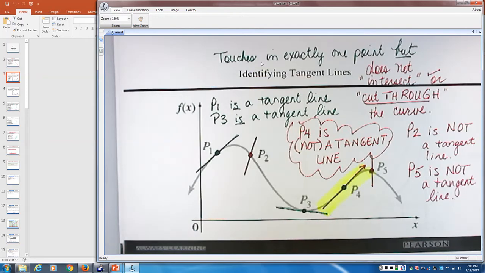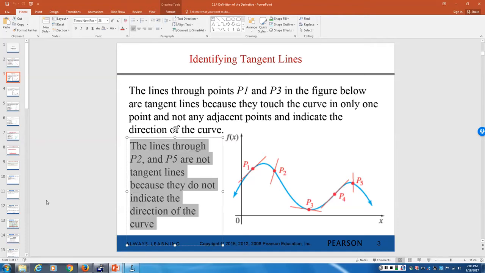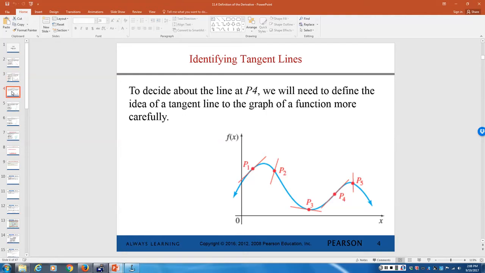So the next thing we're going to look at, and this is just a point that I want to make with you. One of the reasons lines P2 and P5 are not tangent lines is because they didn't indicate the direction of the curve. Not just because they cut through, but they made no indication of what the curve's direction was at that point. Now for P4, like I said, we're going to have to define the idea of a tangent line a little more carefully.